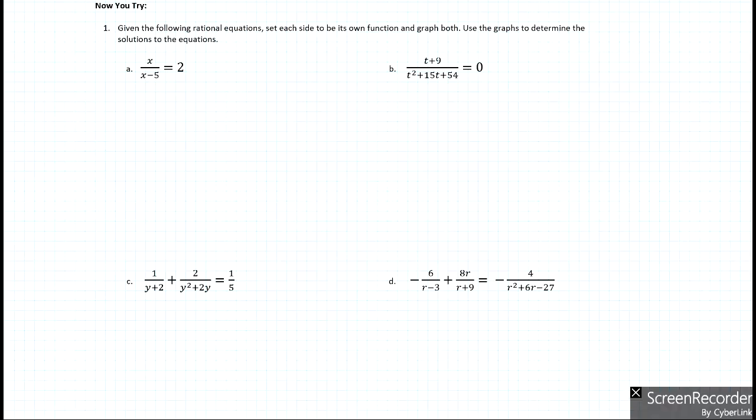Once you have given all these problems a try, you can continue the video to look at the solution. For now, while you try the problems, I'm going to jump into GeoGebra to actually solve them. For each equation, I'm going to set the left side to be f and the right side to be g.